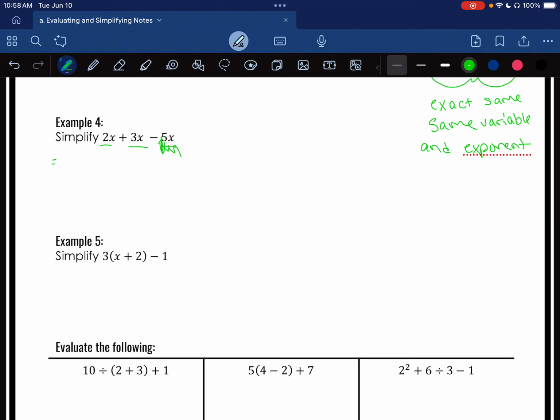So if I have 2 x's and my husband has 3 x's and we pool our resources together, we have 5 x's. And then over here, we still have this minus 5 left. So now, if I have 5 x's and you come in and take 5 x's away from me, how many do I have left? Well, I have none. And all we did right there was combine our like terms, in both steps.